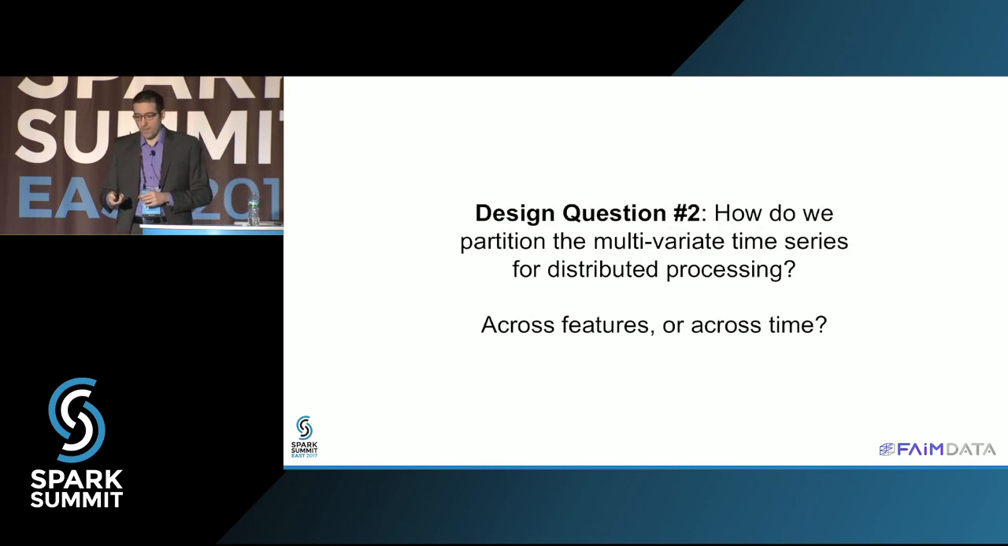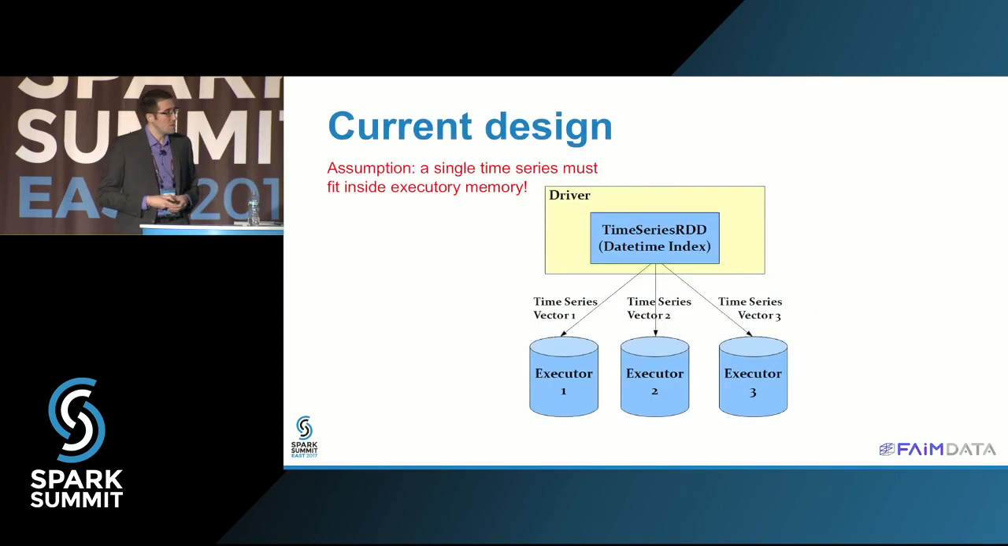Okay, so the second design question that we asked ourselves, which is very much related to the first design question, is how do we partition these multivariate time series for distributed processing? So now we move from traditional algorithmic considerations to more Spark-related or distributed processing-related considerations. So do we partition this data set across features, or do we partition it across time? Our current solution is partitioning across features.